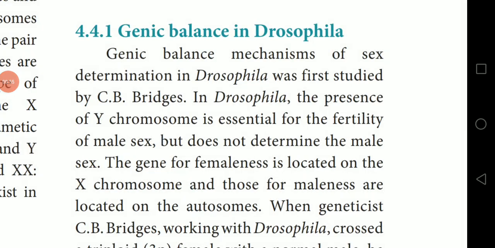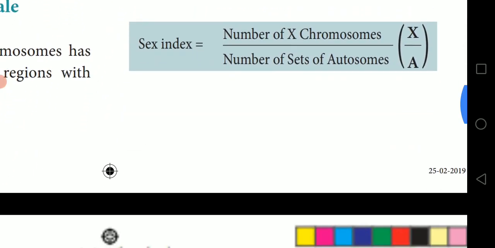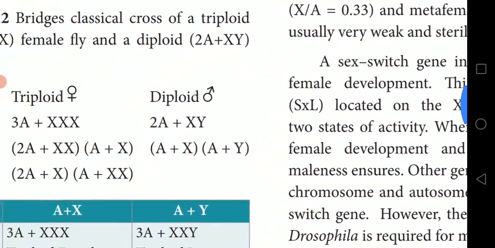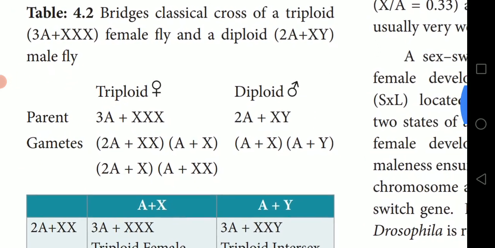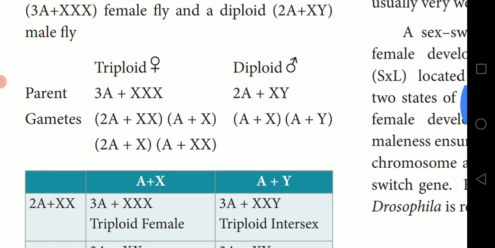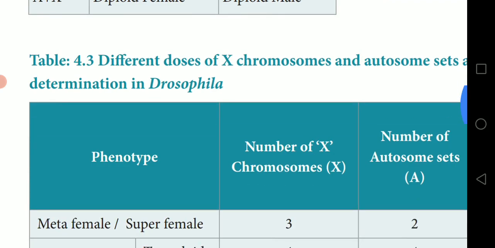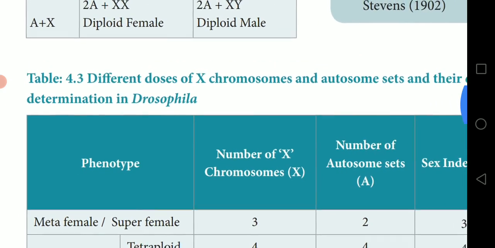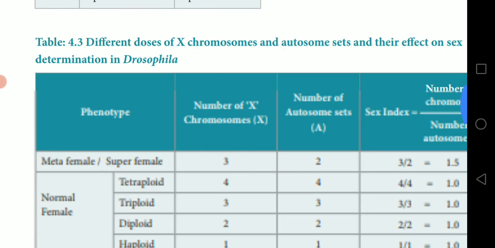In the last video class, we have seen what is genic balance in Drosophila, and also we have seen scientist Bridges' classical cross of a triploid female fly and a diploid male fly. The next topic we are going to see is the different doses of X chromosomes and autosome sets and their effect on sex determination in Drosophila.